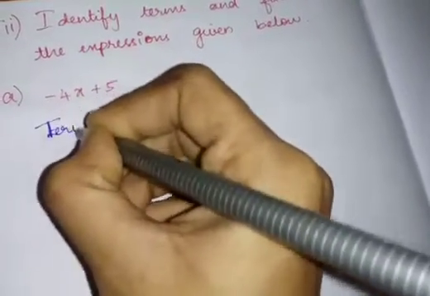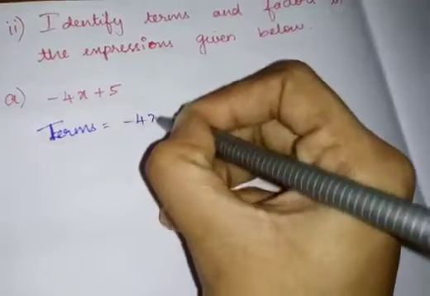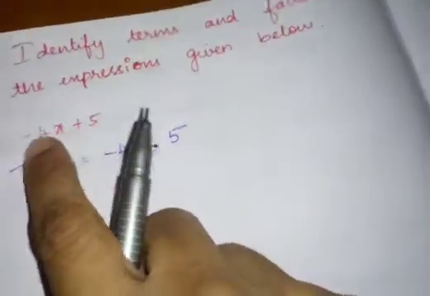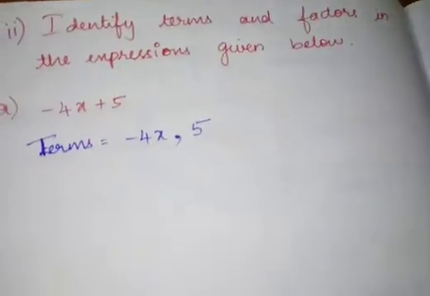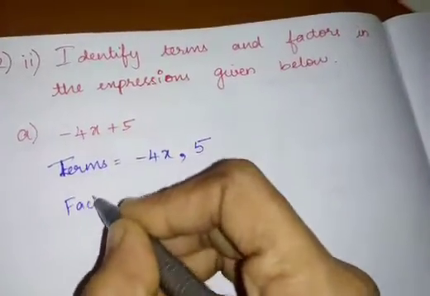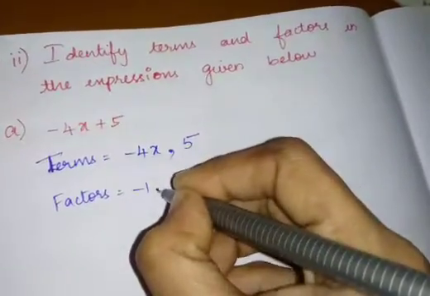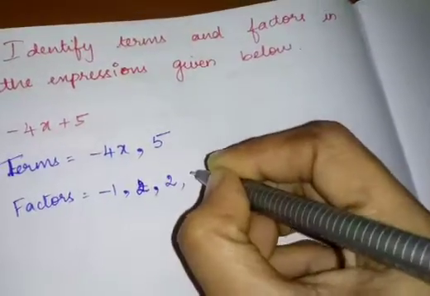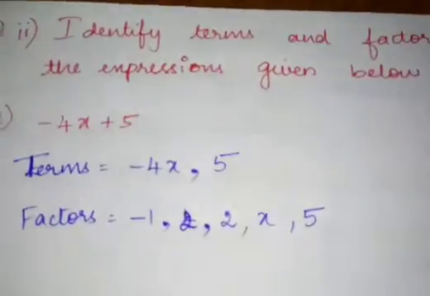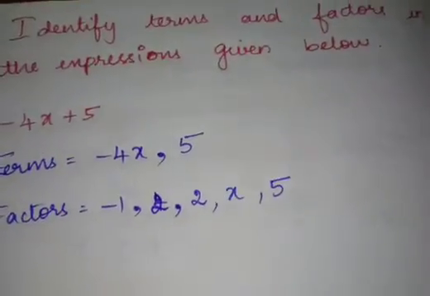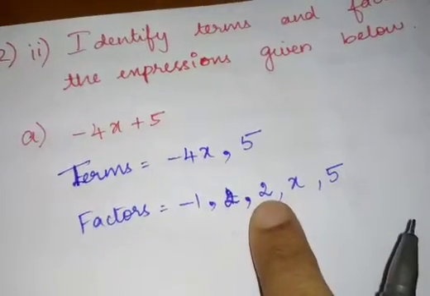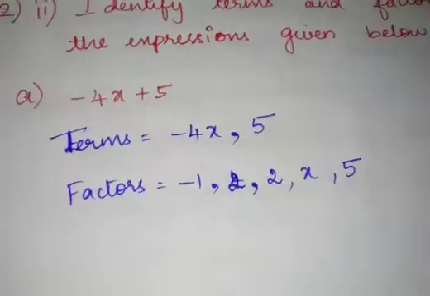What do we have to find? Terms, right? What are the terms here? Minus 4x is one term, comma 5. Please put the comma here. You should not put the plus sign, because minus 4x is one term, 5 is one term. What are the factors? Minus 1, comma 4. 4 you can write 2 into 2, comma x, comma 5. Yes, you have to split that number as much as you can. So minus 1, 2 into 2, then x, then 5. This is how you should write it.